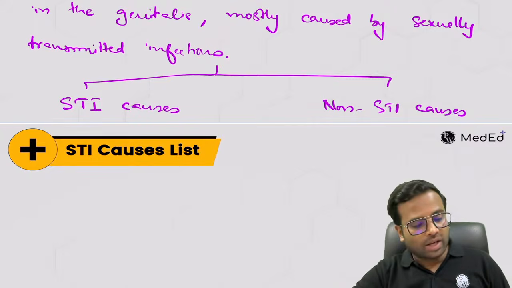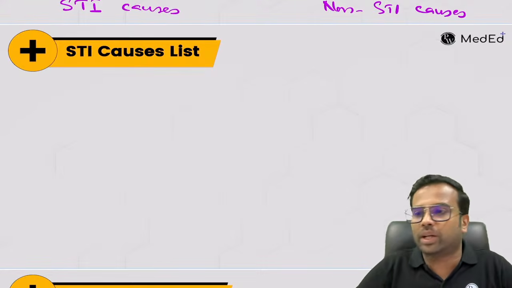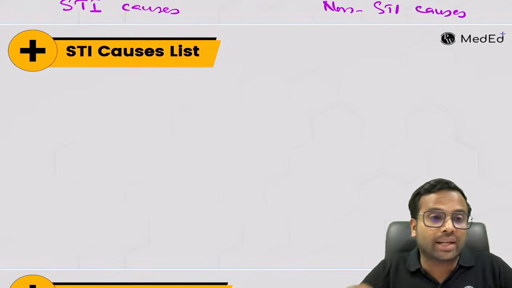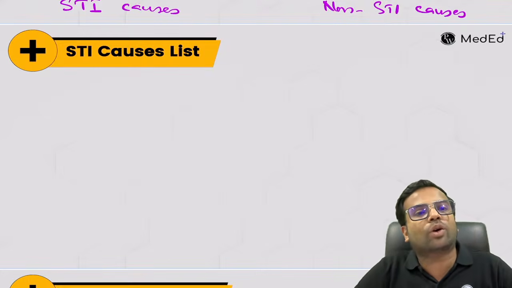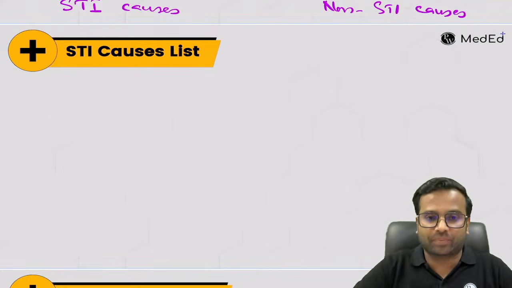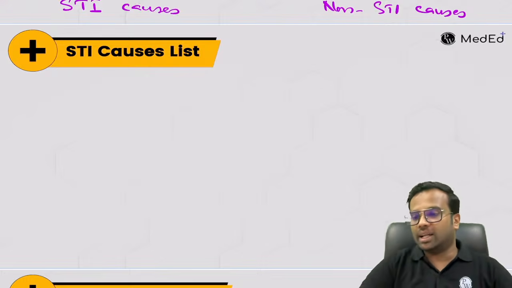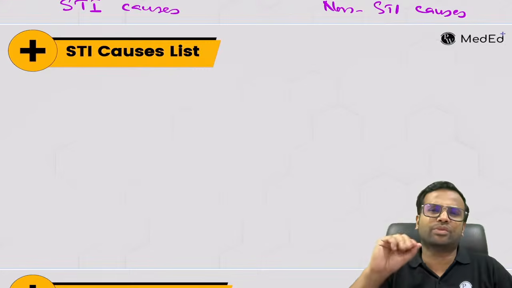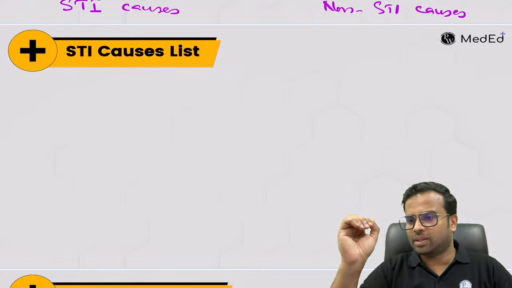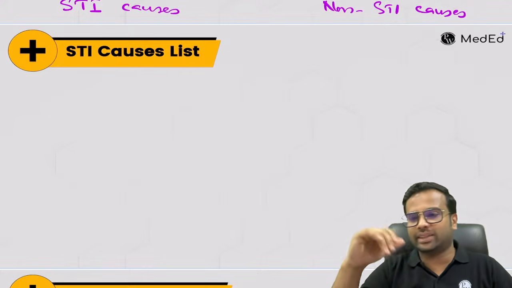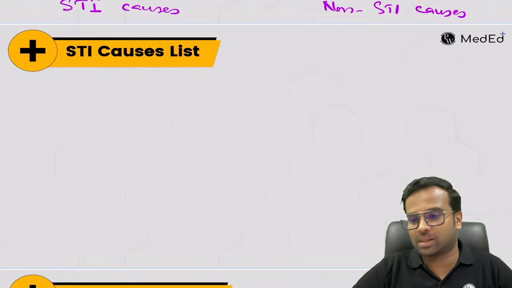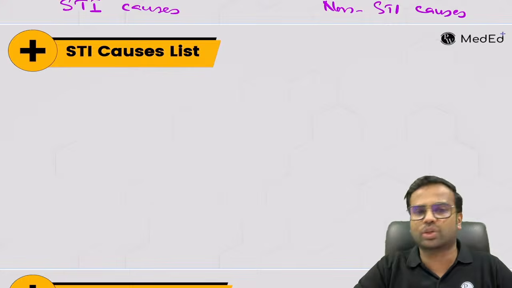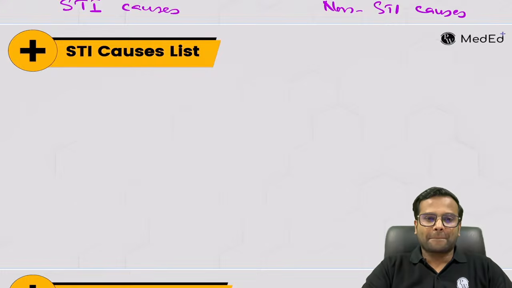Now, can anybody tell me very quickly in the chat box, what are the causes of sexually transmitted infections which can cause a genital ulcer disease? I'll give you a few seconds to answer in the chat box. If you're not able to recollect, then I will let you know what those causes are. Can you just give it a try? No problem if it goes wrong as well. Just give it a try.